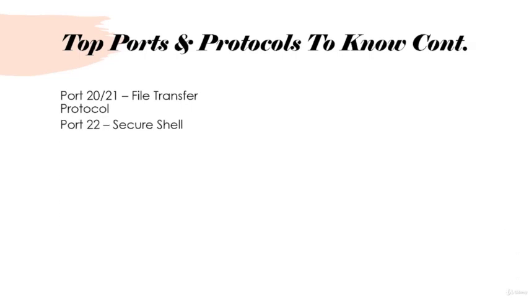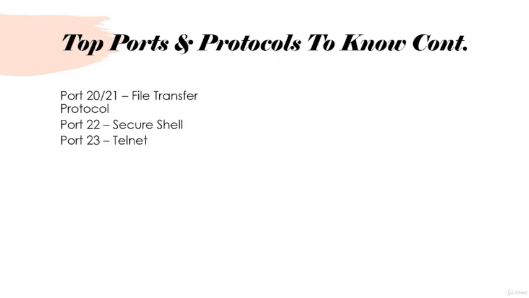Port 22 is called Secure Shell. This is a protocol that superseded the next one, which is port 23, Telnet. Both of these are pretty much methods of remote login. The problem with Telnet was that it was unencrypted. So if someone were to listen in on traffic over port 23, everything was in plain text. You can get usernames, passwords, all kinds of sensitive information.